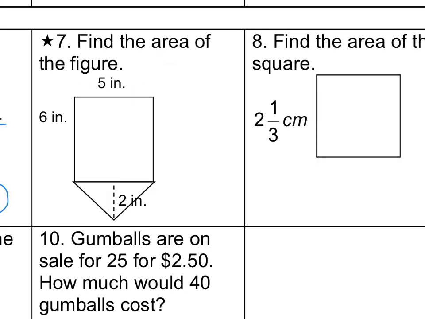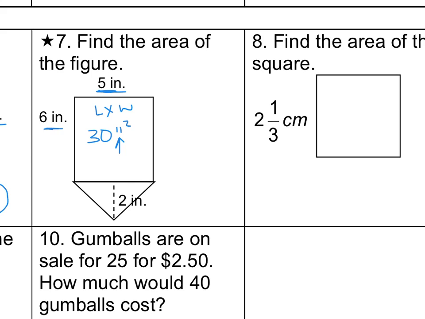And so the same thing applies to number 7. We're going to do length times width for the rectangle here, which is going to be 5 inches times 6 inches, which is going to be 30 inches squared. That little symbol there, 2 lines, is inches. You can use that. We use that a lot when we're measuring things.